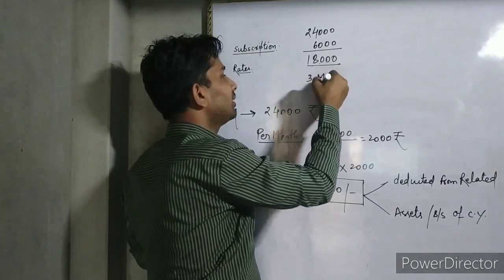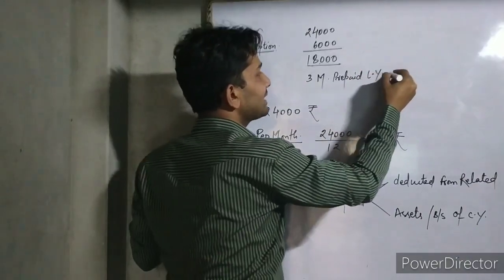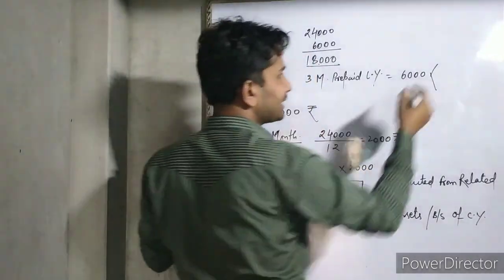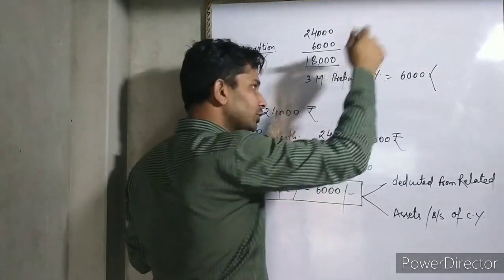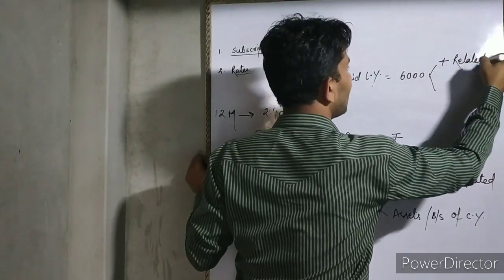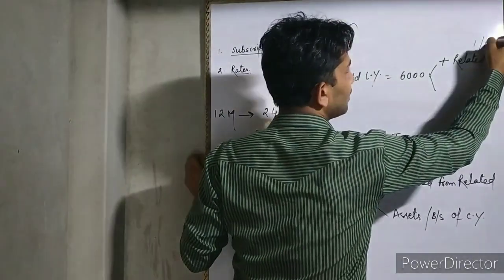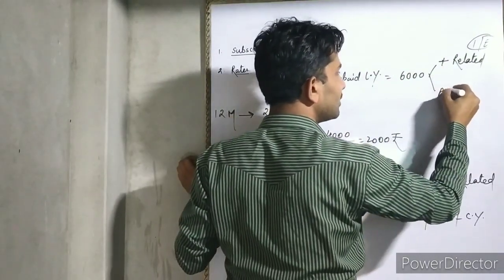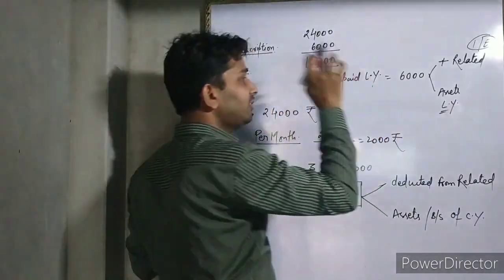So the 3-month prepaid of last year will also be 6,000, and it will go on 2 places. Firstly, the prepaid of last year has to be added, not deducted, with the related expense in income and expenditure. And secondly, the prepaid will take place in assets, but of the last year, because it is of last year.